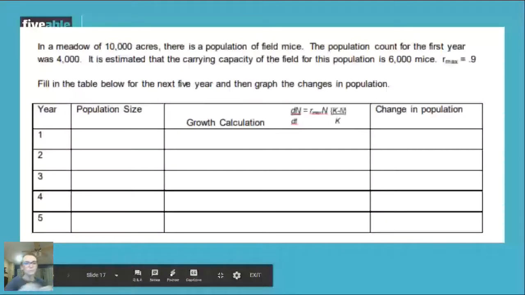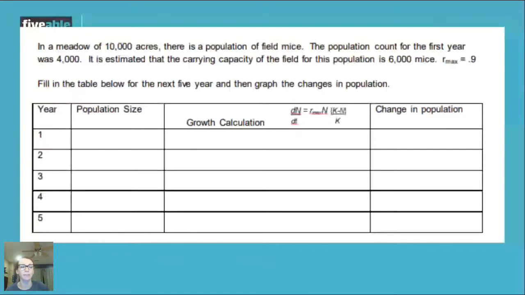Okay. Awesome. So in a meadow of 10,000 acres, there is a population of field mice. The population count for the first year was 4,000. So the first thing that I'm going to write down is N is equal to 4,000. Okay, for my first year. And it's estimated that the carrying capacity of the field for this population is 6,000 mice. So K is our carrying capacity, okay, and K is equal to 6,000.